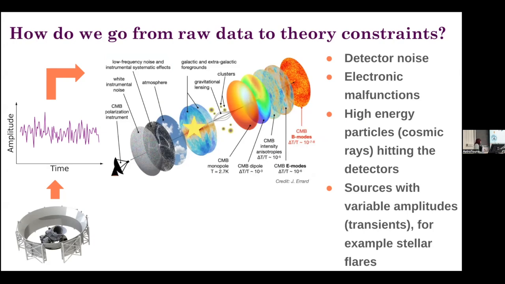And some of the things we want to get rid of, like electronic malfunctions and detector noise, but some of the things like sources we want to remove from our CMB data, but we want to still keep that data for folks that study those types of things because they can use this data. We don't want to just throw it away. Okay, so I'm going to talk a little bit about these sources.